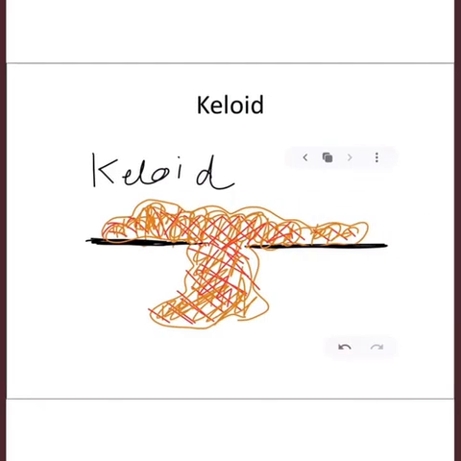It looks like this. The size of the keloid is this much only. The size of the wound was this, but the extension is beyond the margin of the wound.